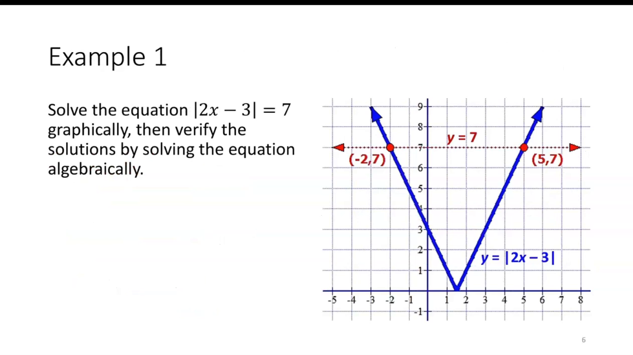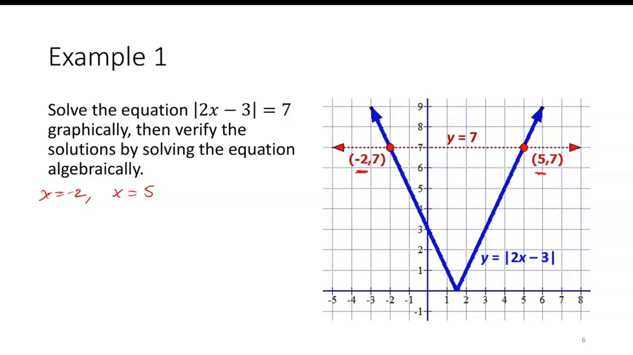So let's first solve the equation, the absolute value of 2x minus 3 equal to 7, graphically, and then try to solve this algebraically. So graphically, that's going to occur where the graph is, I graph the absolute value of 2x minus 3, and I graph the horizontal line y equals 7. And you see that they cross when x is negative 2 and when x is 5. So I know my answer should be x equals negative 2 and x equals positive 5. Okay, so let's see if we can verify that.